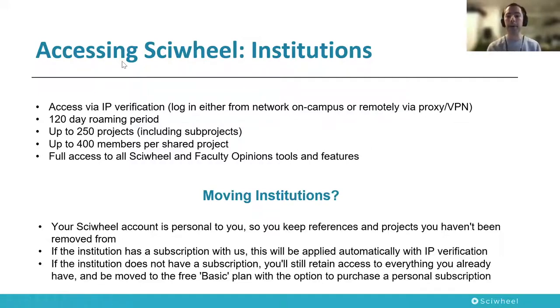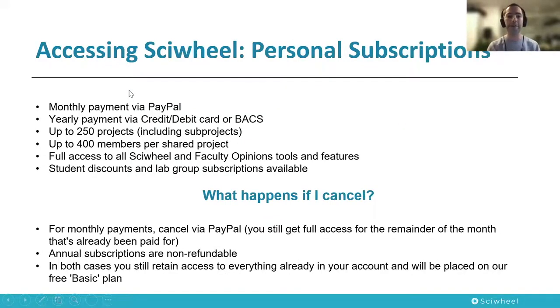We do also have personal subscriptions, which I'm going to cover very, very briefly. You can make a monthly payment via PayPal, or set up a yearly subscription, which you can pay via credit or debit card. You get up to 250 projects, including sub-projects, and you can invite up to 400 members per shared project, with full access to all of Sciwheel and Faculty Opinions tools and features.